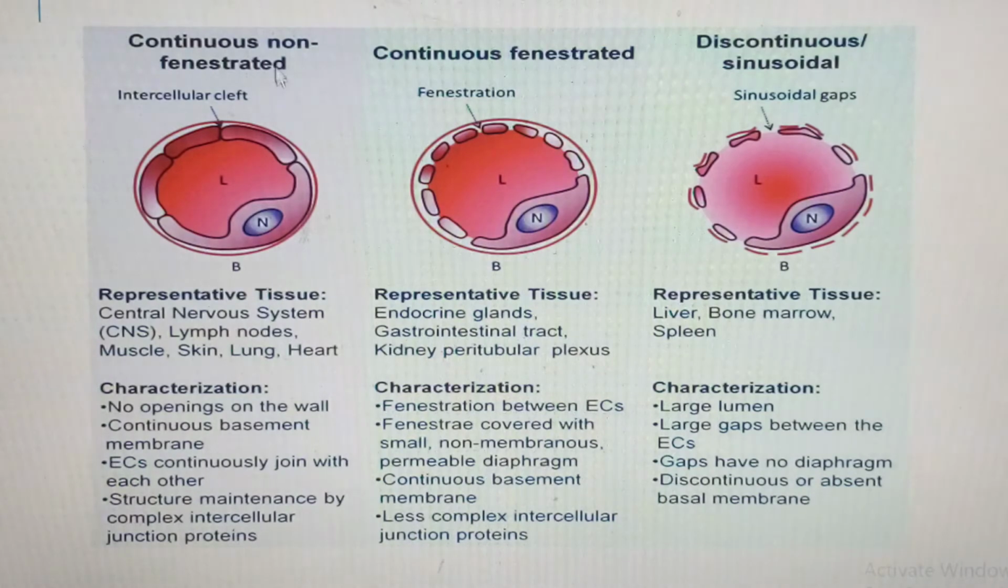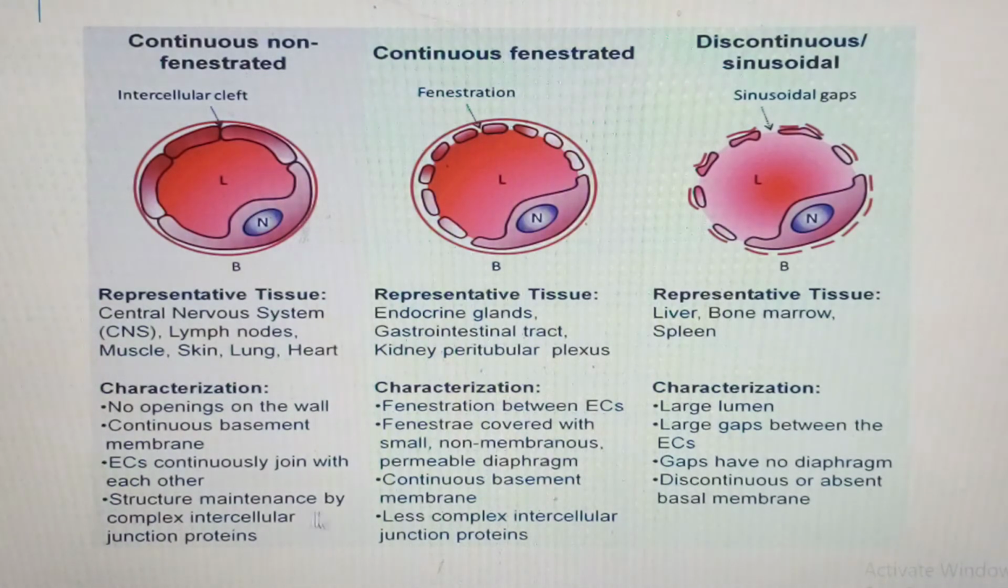Now the continuous capillary is non-fenestrated, such that the endothelial lining is intact, there are no fenestrations, and the basal lamina is also continuous, with no fenestrations or pores in there. So no openings in the wall, having a continuous basal lamina. The endothelial cells continuously join with each other, so there are no spaces in between them.